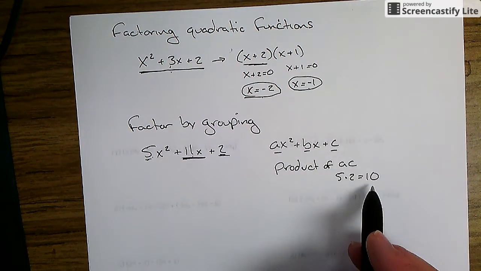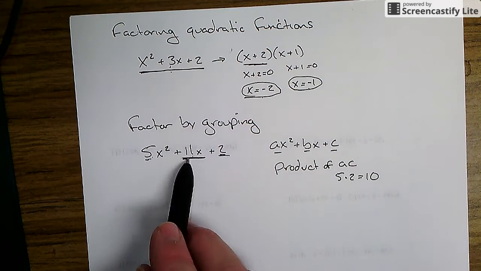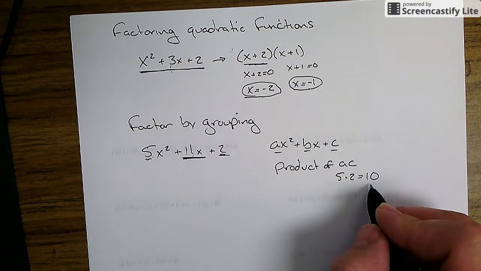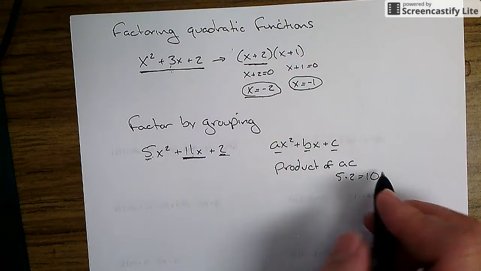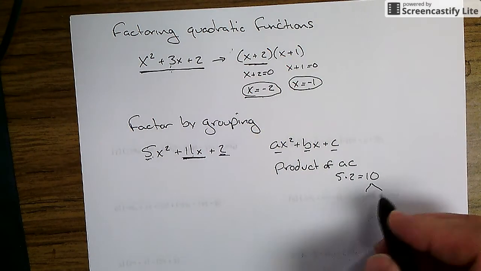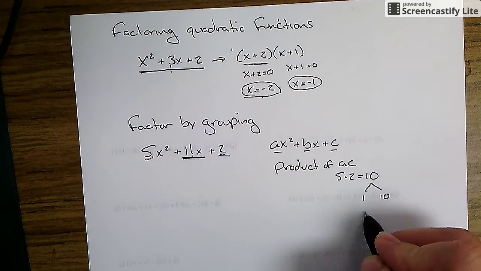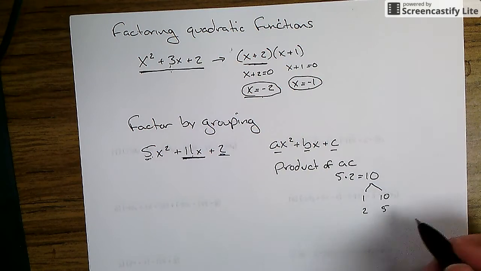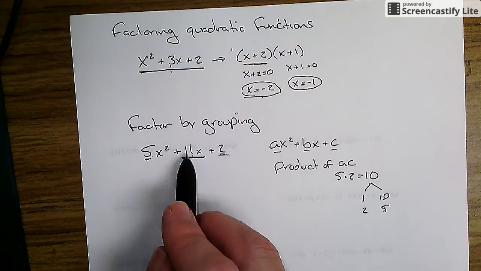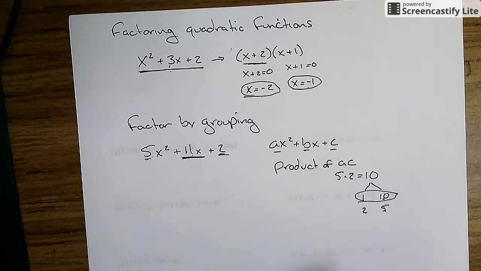So now that we have the product of ac, we're going to look at our b value, in this case the 11, and we're going to find factors of this 10 that add up to 11. And if we look at our factors of 10, we can break it down into 1 and 10 and 2 and 5. And looking at this, 2 and 5 add up to 7, so that's not going to work. 1 and 10 add up to 11, so these are the factors we're going to use.